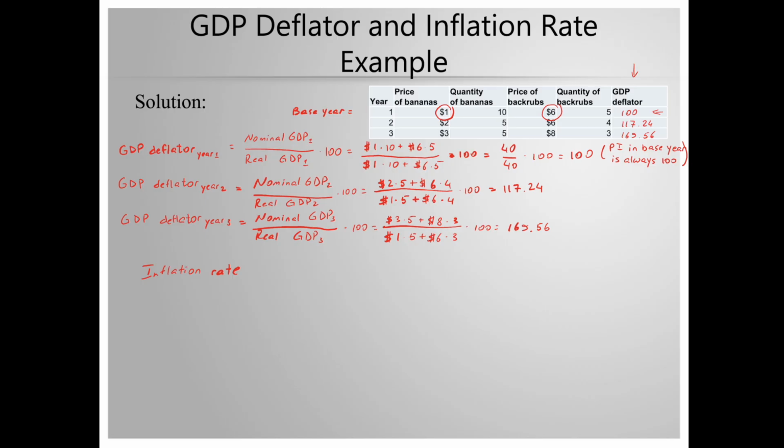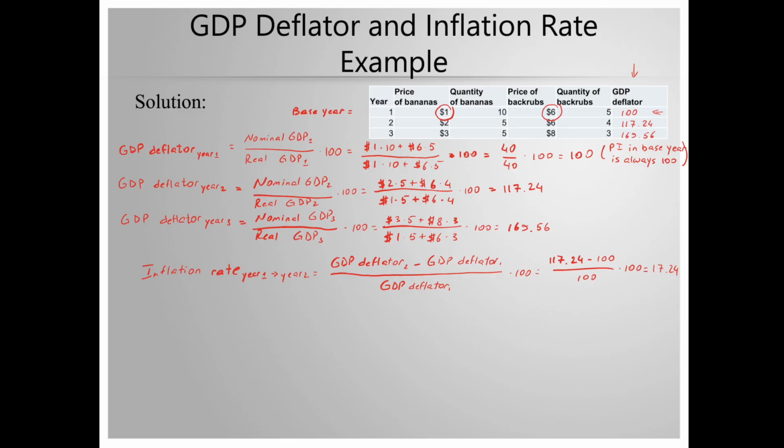Let's calculate the inflation rate from year 1 to year 2. Inflation rate is calculated as new minus old over old times 100. So that is the GDP deflator in year 2 minus the GDP deflator in year 1, over the GDP deflator in year 1, times 100. The GDP deflator in year 2 is 117.24, and in year 1 it is 100, so 17.24 over 100 times 100 gives 17.24. So the inflation rate is 17.24. The fact that this inflation rate is positive indicates inflation. If it were negative, it would be deflation.